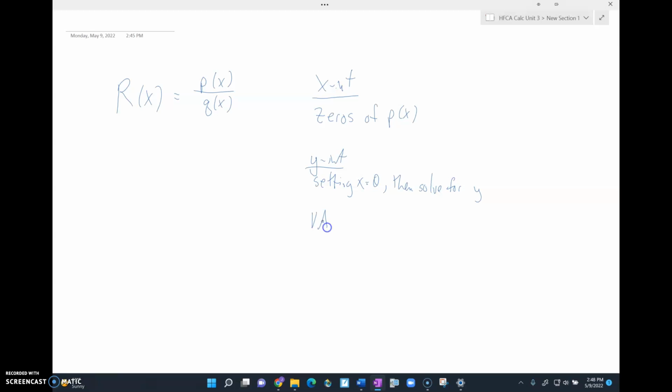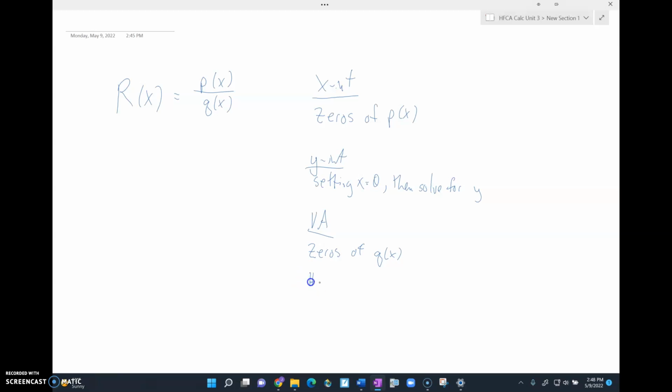Vertical asymptotes, those come from where the graph is going to be undefined. And so to make a graph undefined, one of the ways to do it is to divide by 0. So essentially, the question is, we want to find what the zeros of q of x, that denominator, are going to be. So what makes your denominator equal to 0?